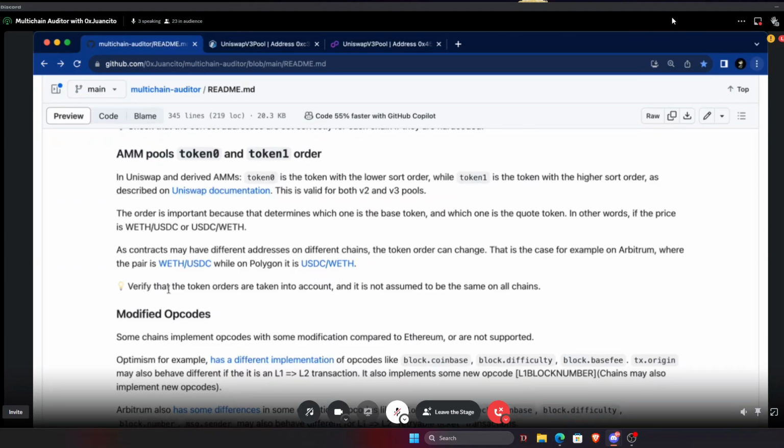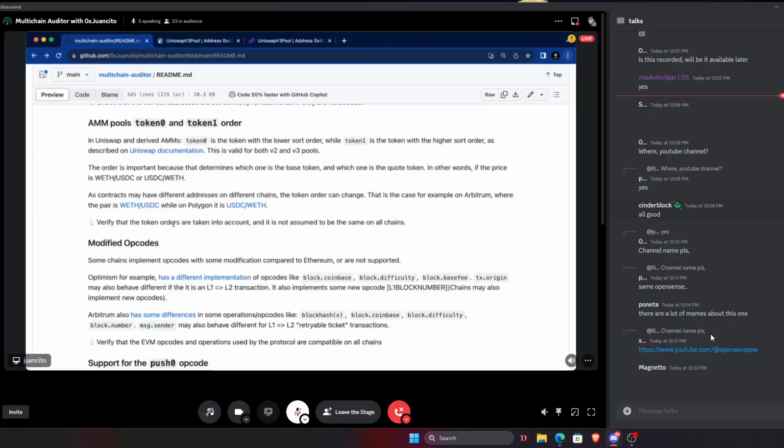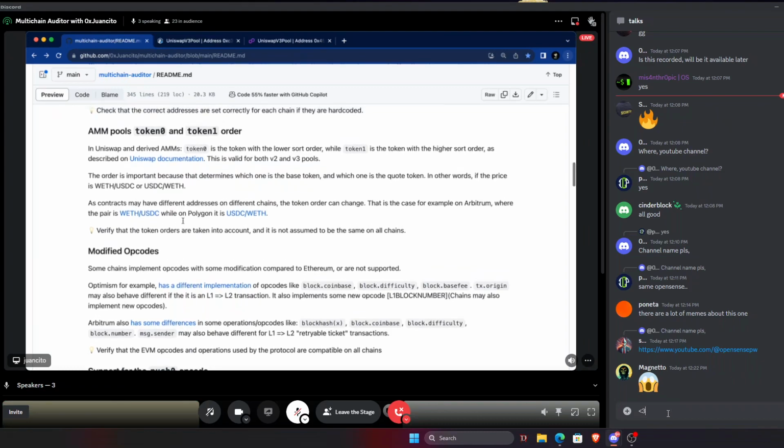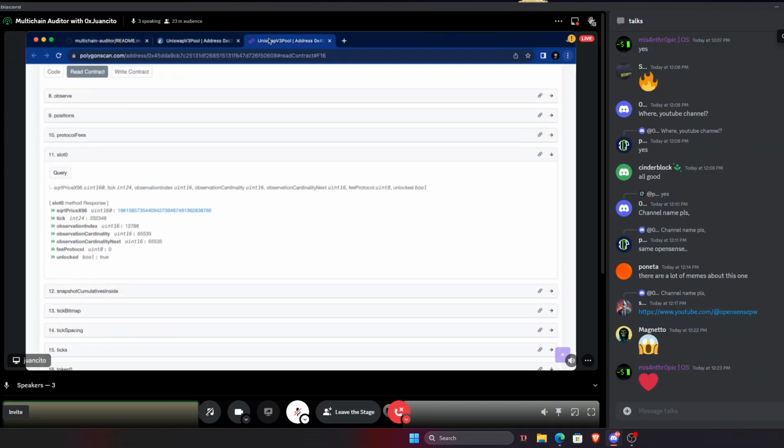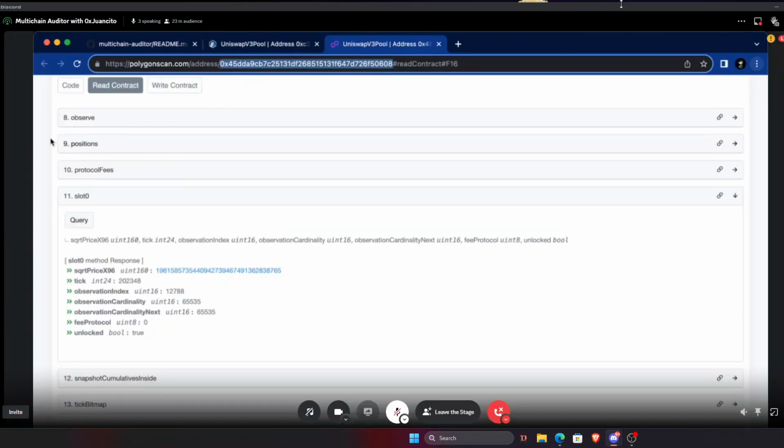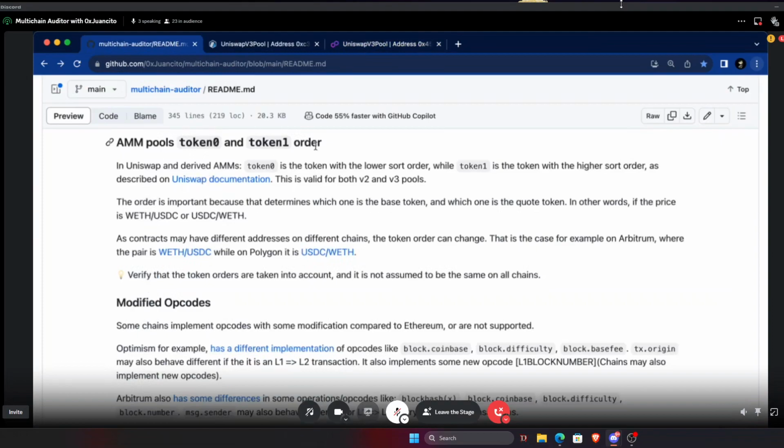So the advice here is, of course, verify the token orders. So you may check it everywhere, but especially if you're using multiple chains and you check that the addresses are the specific ones, we see that these addresses are different, but don't expect the tokens to be the same. So that's the advice on this one.